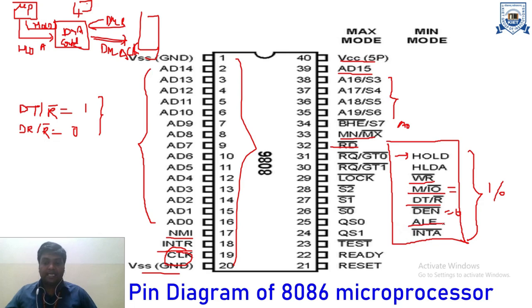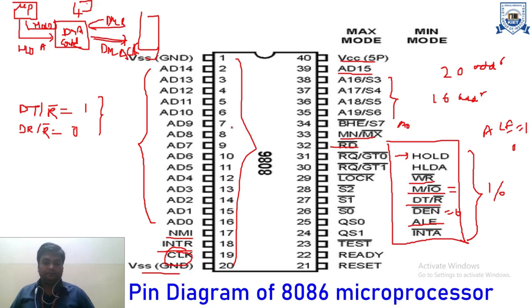Next is the address latch enable, ALE. Address latch enable is used to demultiplex the address and data information. We have 20 address lines, and 16 of them are multiplexed, that is AD0 to AD15. These 16 lines are multiplexed with data as well as address. How do we find out when they contain data and when they contain address? We find out with the help of address latch enable. When ALE is equal to 1, the lines contain the address, and when it is 0, they contain the data.